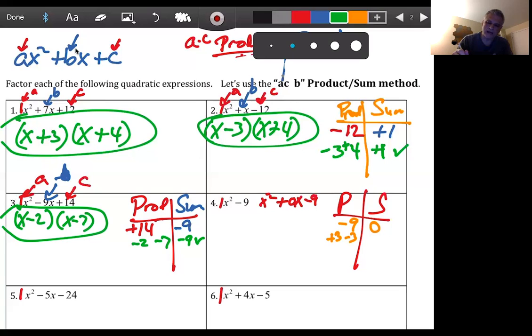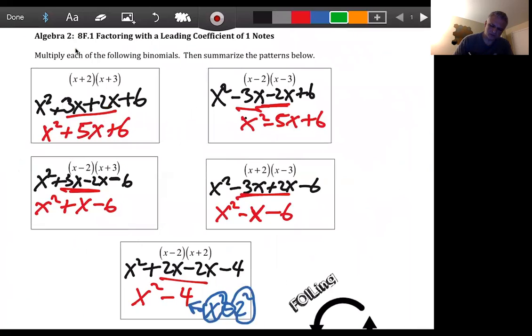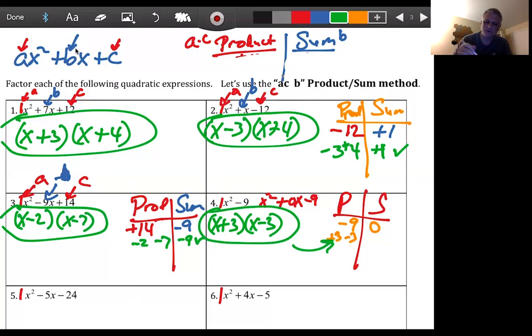Or you could go back to that right there. If you've got a binomial where you have a perfect square minus a perfect square, x squared is a perfect square, minus, and 9 is a perfect square. So this is x plus 3, because the square root of 9 is 3, times x minus 3. And lo and behold, if we had done it with product sum, we would have still got the same thing. Pretty great.